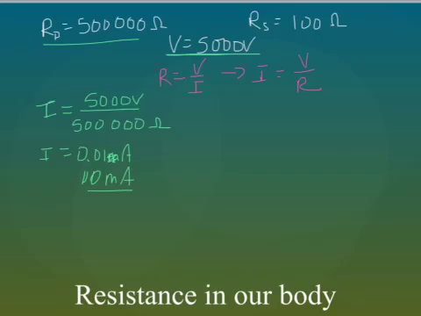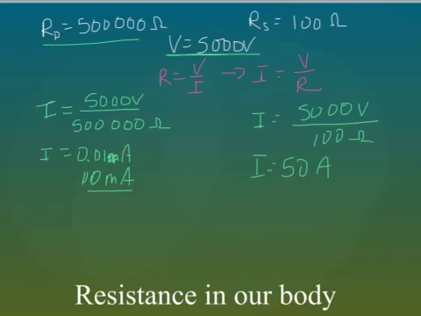Now if we do the other one, this is when you're sweaty. Let's see what happens. Again, I equals V over R, so I'm going to have 5,000 volts divided by 100 ohms. As you can imagine, we're obviously going to get a much bigger number, and in fact, we get 50 amps. These two numbers are considerably different.